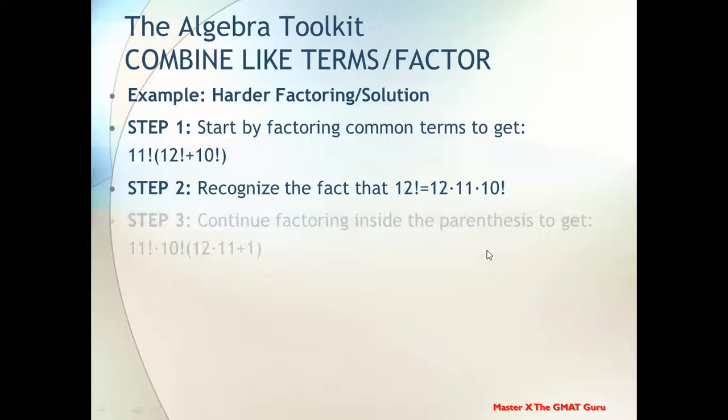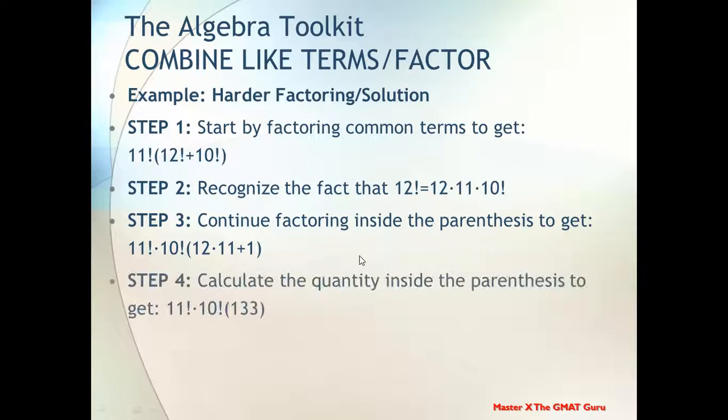Now, step 3, continue factoring now because you have made another common factor appear by doing this, which is 10 factorial, which exists now here in place of 12 factorial, 12 times 11 times 10 factorial, plus 10 factorial inside the parentheses. So continue factoring inside the parentheses to get 11 factorial, which you already have outside here, times 10 factorial, common factor of this and this. So inside you're left with 12 times 11. You factored this out, remember, plus 1, which is for this, right? Because 1 times 10 factorial is 10 factorial. Alrighty? Simple factoring.